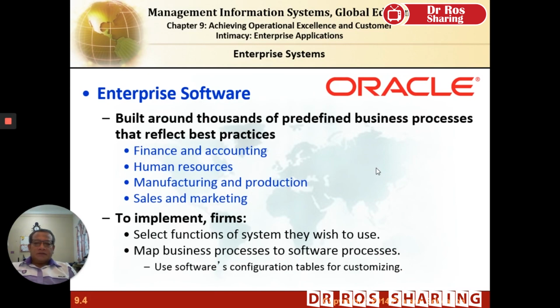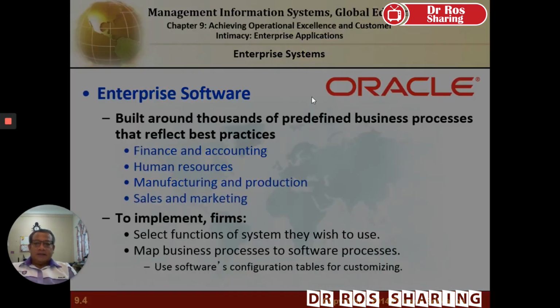So enterprise software is also available in other forms, namely Oracle. Oracle is another ERP software system which is from the US, and it is also widely used in Malaysian manufacturing companies. So the essence of an ERP system, basically, is these four departments: finance, human resource, manufacturing, and sales. These are the four key departments that build up an ERP system like Oracle and SAP.